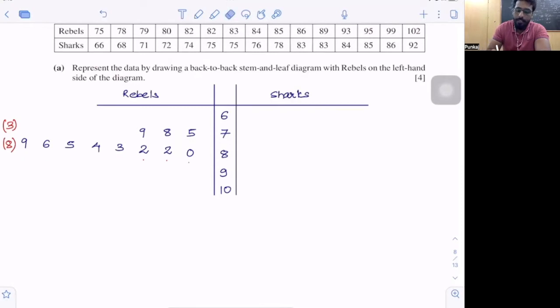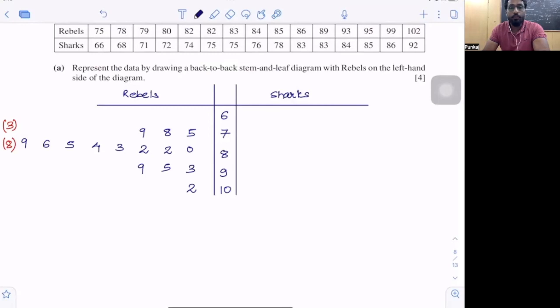Okay. And let's write for 9. So you can see there is 93, 95, 99. So 93, 95, and 99. One below the other is what you should always maintain, the symmetry of the stem and leaf diagram. Okay. So there are 3 values over here. I'll just write them in a while. And then there is 102. So that's 10. And I write 2 over here. Got it? So that was for rebels.